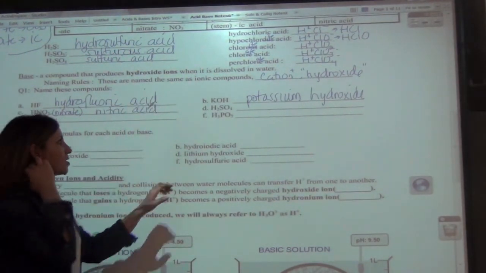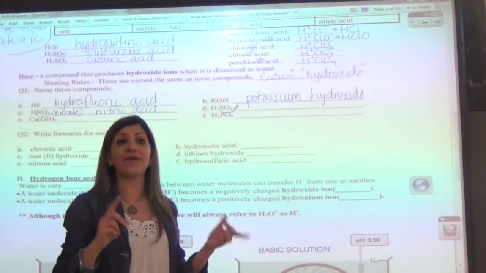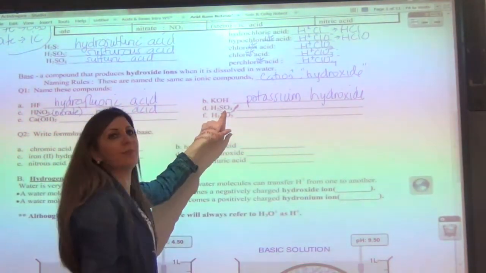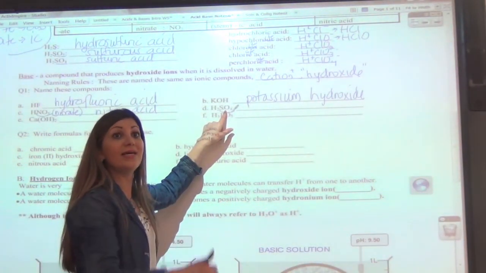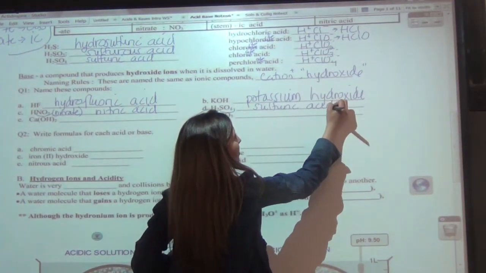Awesome. Okay, next person. So we've got SO4. So everybody, what is SO4 again? Sulfate. So that's going to change to? Ic. Perfect. So what would you call it? But go to the R in the name. So that would be? Sulfuric acid. Awesome. Very nice. Sulfuric acid.